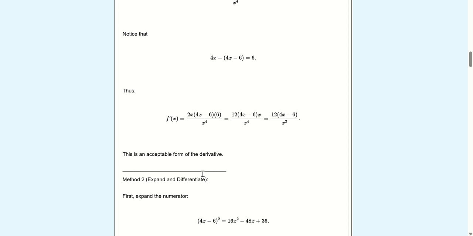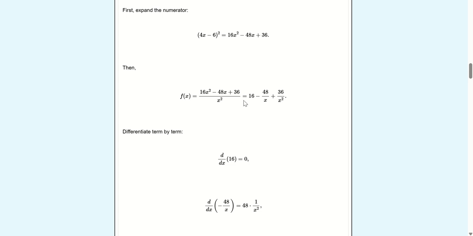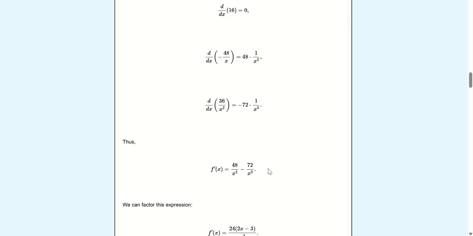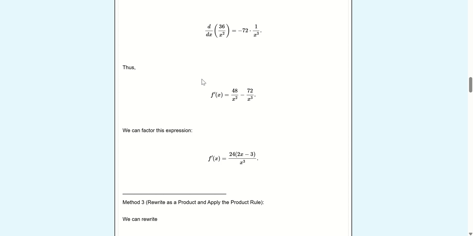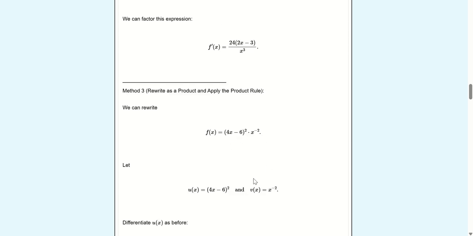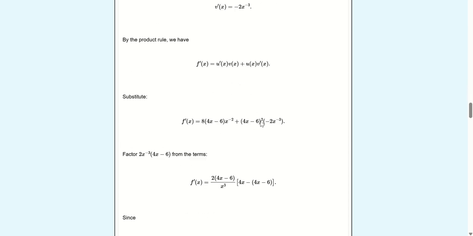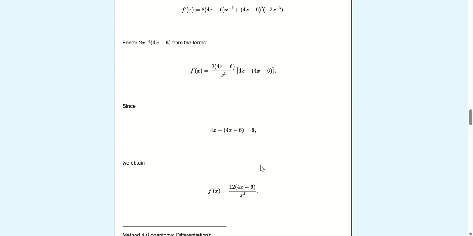Method 2, it suggests expand and differentiate. Over here you can see that it is differentiating by term and combining as a single expression. This is the answer. Method 3, it has proposed product rule, and this is one possible method. Going down the process, you can see that it has also given us the final answer.